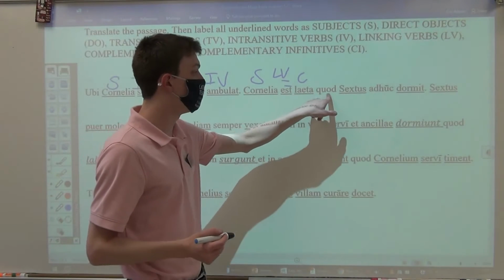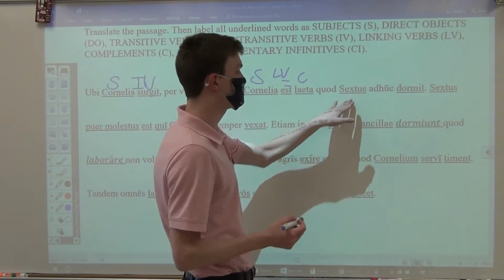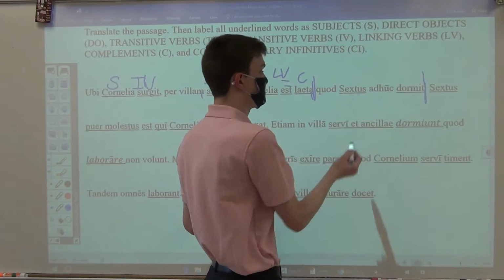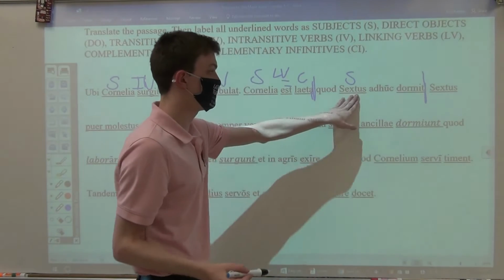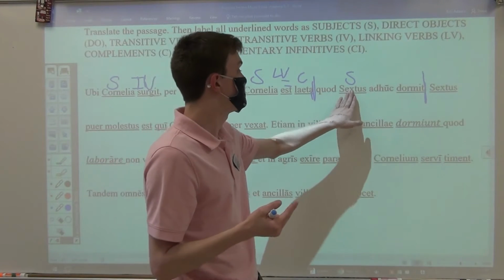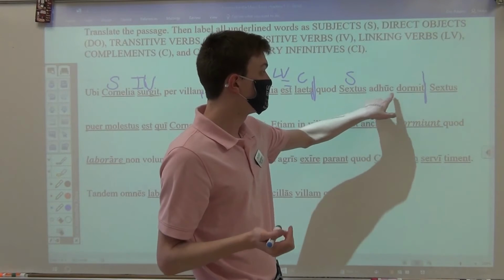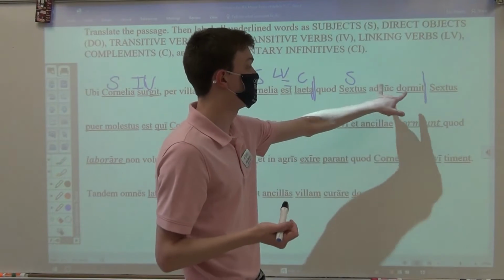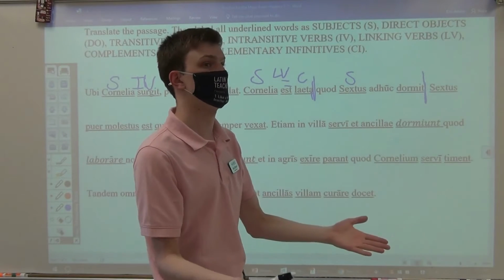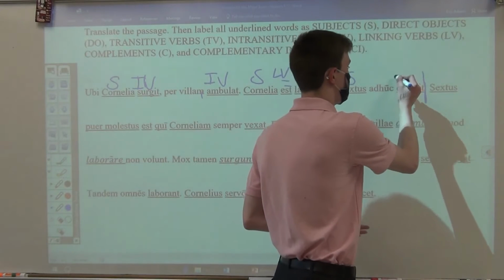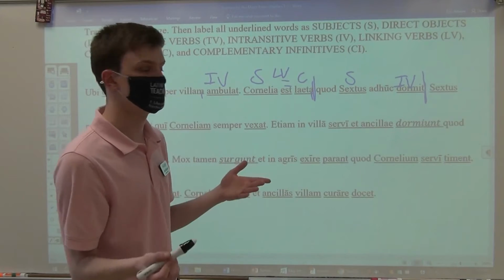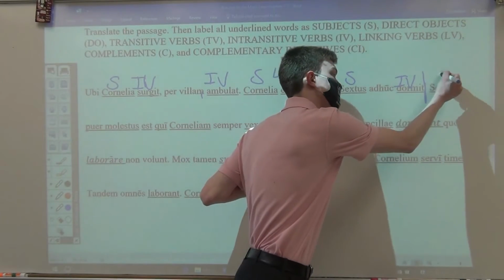Cornelia is happy, quod, because Sextus, so this is its own little thing right here. Because Sextus, our subject, because second declension, nominative, singular. Because Sextus still sleeps. Sextus is doing this action, so it is a verb, but you can't sleep anything, so that makes it intransitive. There's no direct object. He's not sleeping Cornelia, he's just sleeping. Sextus, the same thing, subject.